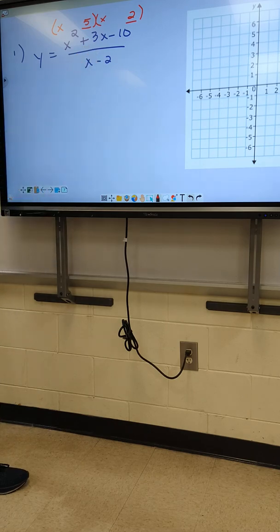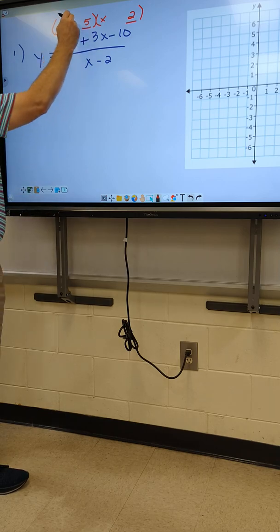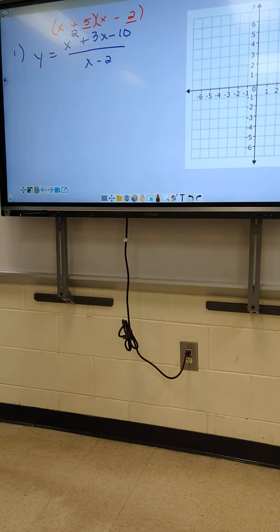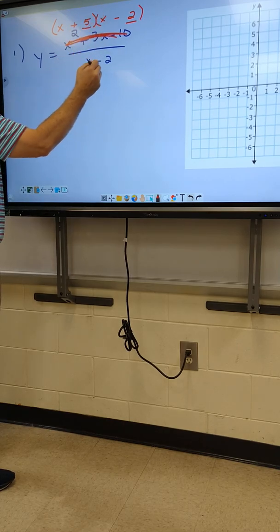All right, now let's think about it. When you add them up, guys, it's got to equal the middle. So what do my signs have to be? So when I add these numbers up, I get +3. It's got to be +5 minus 2. That's the only way you're going to get +3 in the middle. Good? All right.